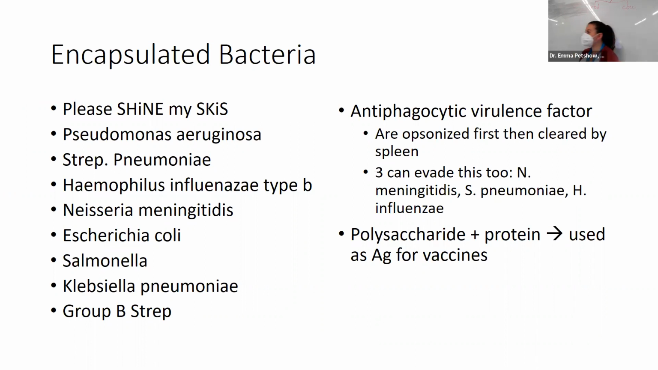Three bacteria can even evade opsonization, which is Neisseria meningitidis, so meningitis, strep pneumoniae, common community-acquired pneumonia, and H. influenzae. This is why we have vaccines for all 3 of those. The polysaccharide, the encapsulated bacteria, the actual capsule itself is often used as the antigen for vaccines.